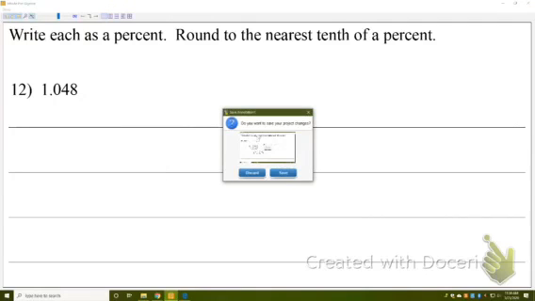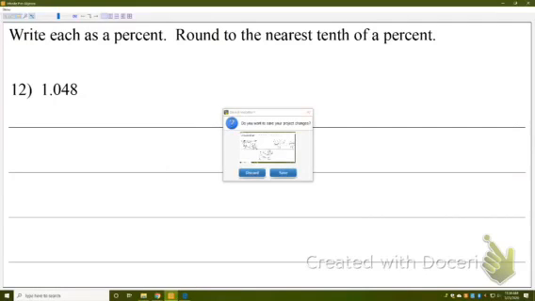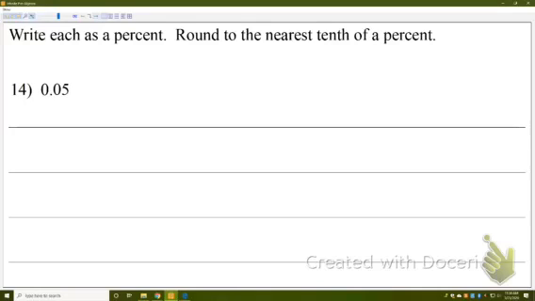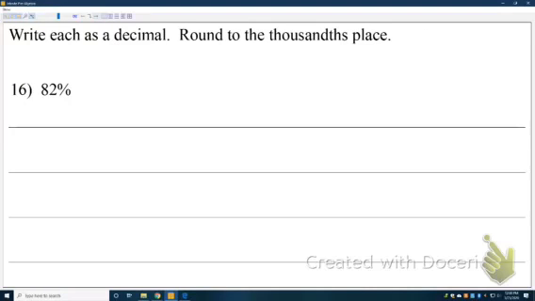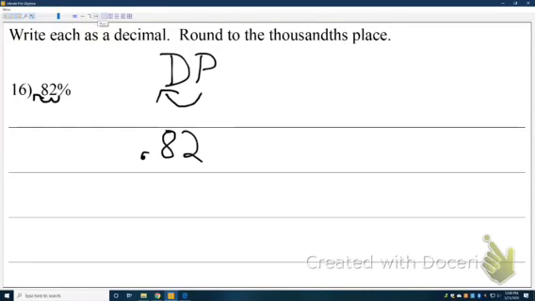Let's see, one more. About 82%. Well, you just move your decimal twice once again. DP. Moving it twice to the right. How did I know? Because it's percent now and it's going to a decimal. So 0.82. Okay. Next.